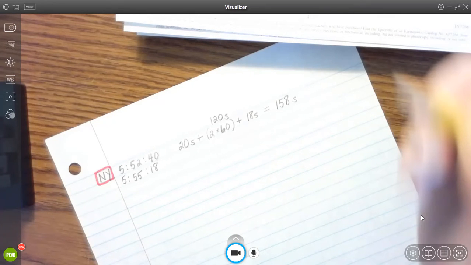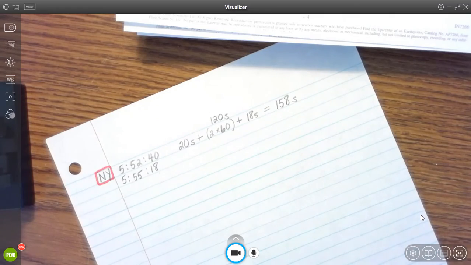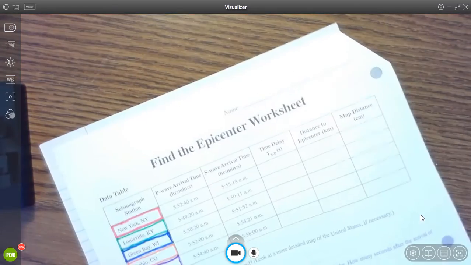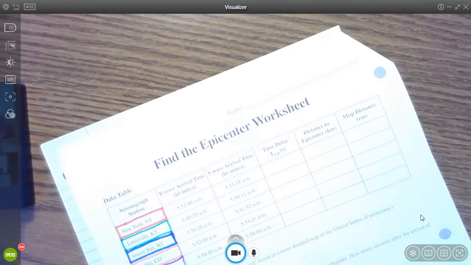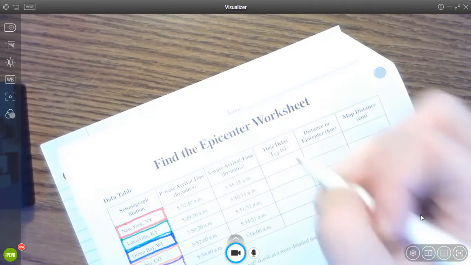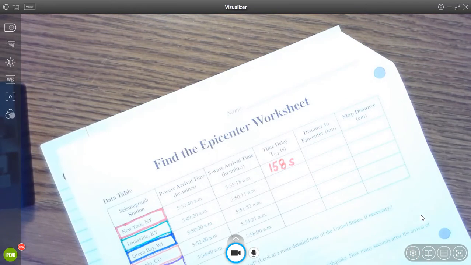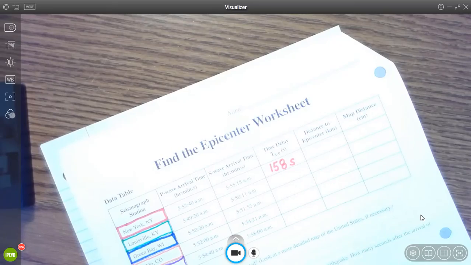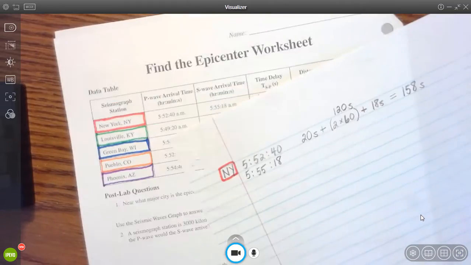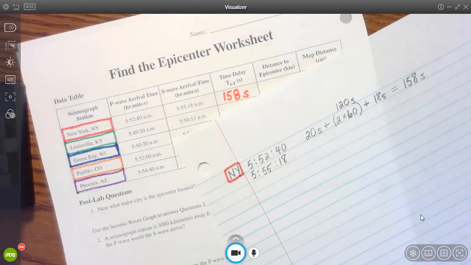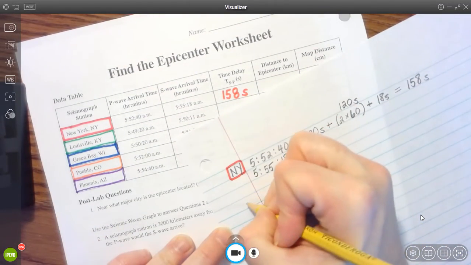So then I'm going to go back to my data table and fill in the time delay, and maybe I'll just do this in the color, 158 seconds. That's the lag time between the S wave and the P wave. All right, let's do the next one. So Louisville is in Kentucky, and that one is green.